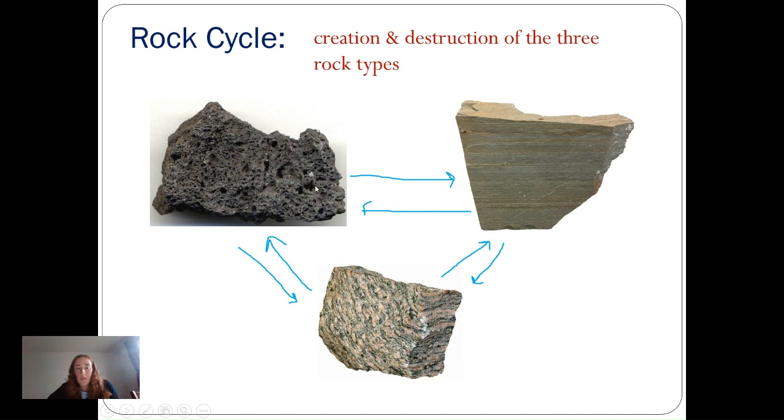You could take basalt, subject it to metamorphism. You're going to get gneiss. Let's say you take gneiss, you can turn it into basalt. Or if you take gneiss, you can turn it into sandstone, and vice versa. So the idea of the rock cycle is you can take any rock on Earth, you can turn it into another rock if you give it the right processes and enough time.